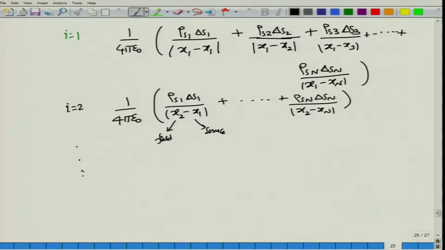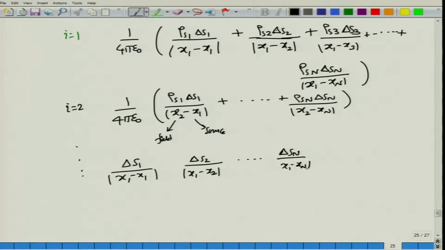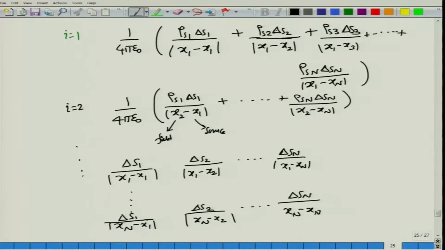Okay, I can put everything together in terms of a matrix. That would be very interesting to look at. In matrix notation, this would be delta s1 divided by |x1 − x1|, delta s2 divided by |x1 − x2|, so on up to delta sn divided by |x1 − xn|. You go to the last section, which would be delta s1 divided by |xN − x1|, which is section 1, then delta s2 divided by |xN − x2|, all the way up to the last section, where you get delta sn divided by |xN − xN|.